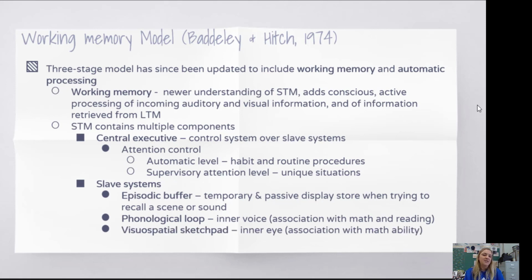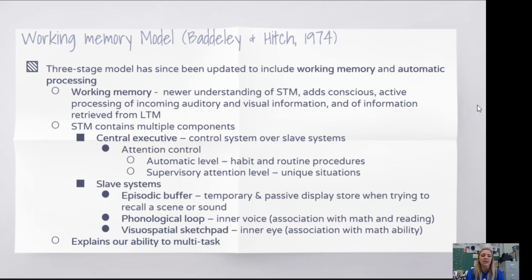Finally, the last is the visuospatial sketchpad, and this is our inner eye. This is your ability to see things in your mind. So if I ask you to picture an apple, it's your ability to actually picture an apple in your brain, whatever that apple looks like. It could be a realistic apple, it could be a cartoon apple, like your ability to picture something in your mind when we tell you to picture it. So all 3 of these systems work together.